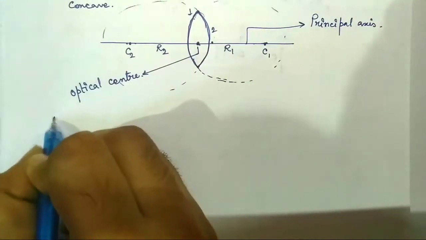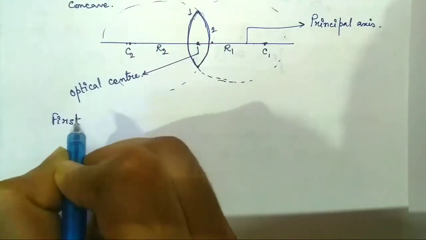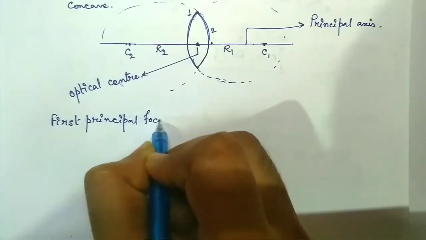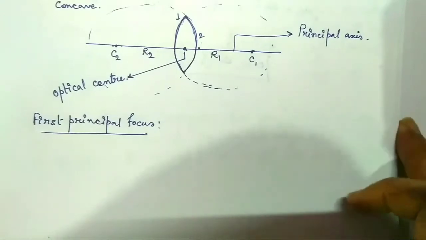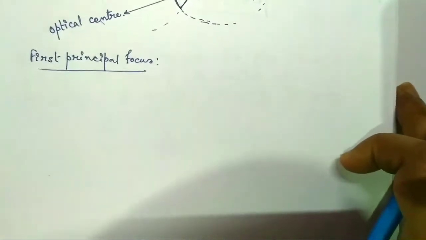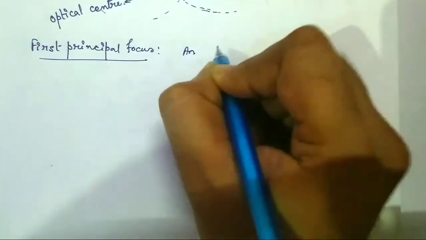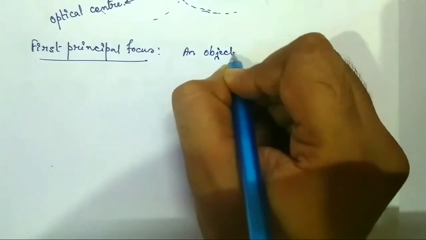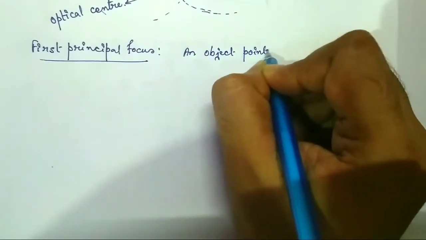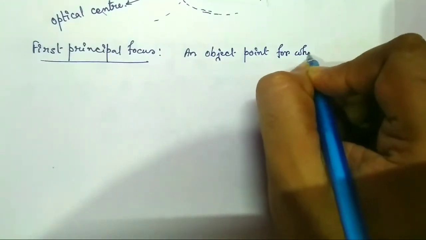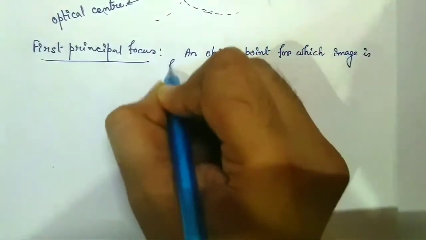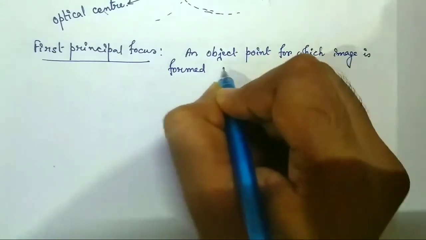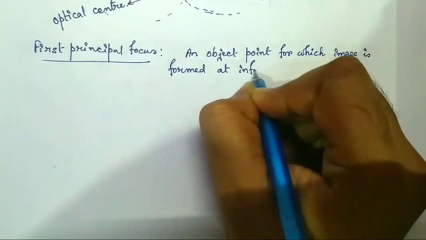Now, the definition of first principal focus. Definition means what is actually the first principal focus. An object point for which the image is formed at infinity. This is the first principal focus. This is an object point for which the image is formed at infinity.